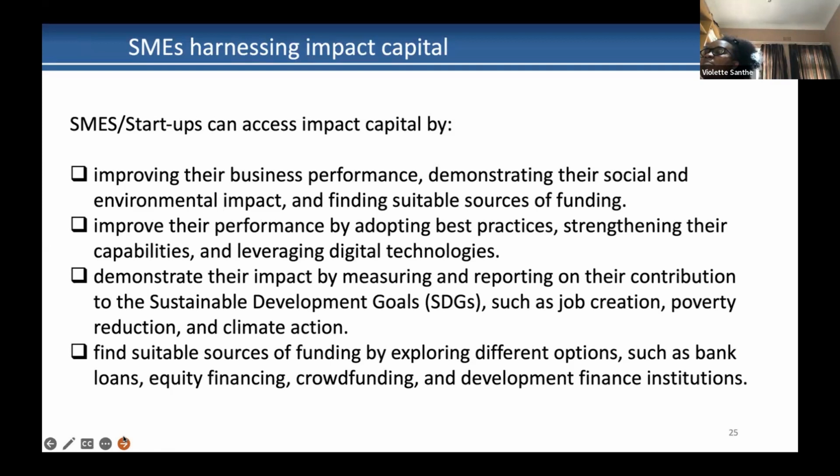As we've already seen in the previous slides, there are a lot of funds which support Sustainable Development Goals. We just have to come up with a proper business proposal which tackles the challenges which we've discussed so far. SMEs can also find suitable sources of funding by exploring different options such as bank loans, equity finance, crowdfunding, and the development finance institutions. Next slide, please.